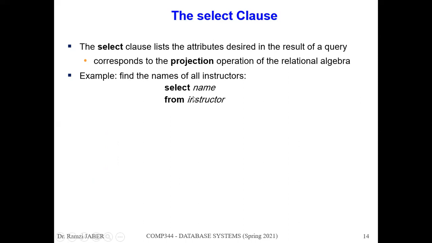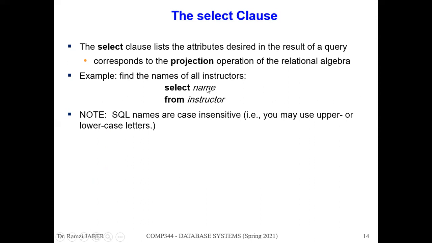It's a pi. So it will display only the name field for the whole set of rows. The output will be all rows, a table with only one column called name from the instructor table.